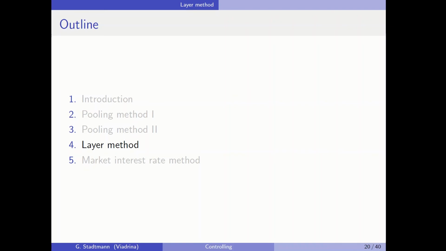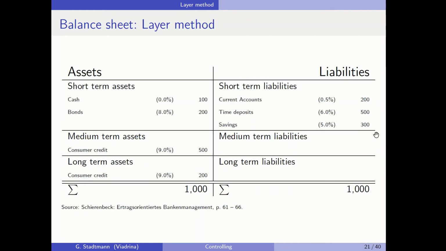I would like to introduce a new method which is used in the controlling of banks, and it's called the layer method. The idea is that the balance sheet is distributed in three different parts, like short-term assets and liabilities, medium-term assets and liabilities, as well as long-term assets and liabilities.